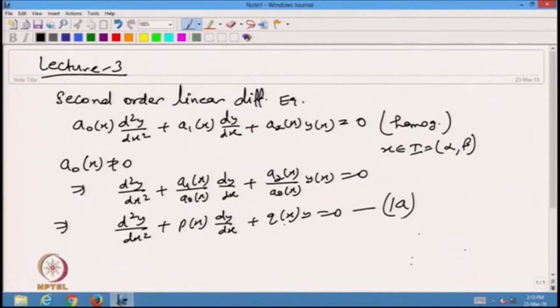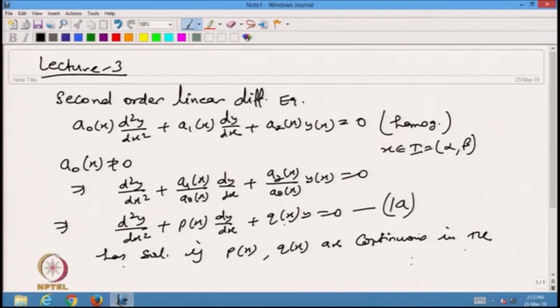I assume that this equation has a solution if my p(x) and q(x) are continuous in the given domain, that is, x belongs to the open interval alpha beta.